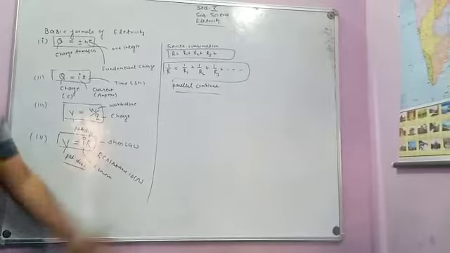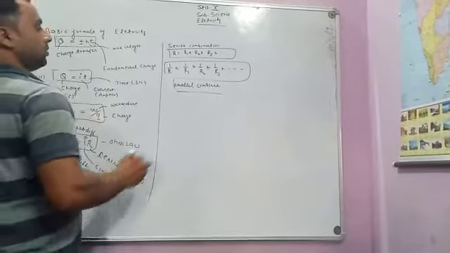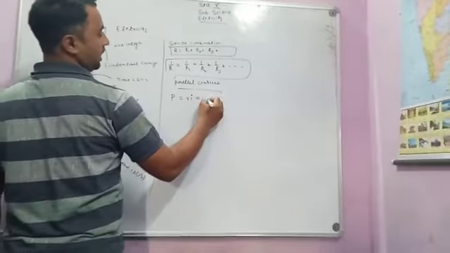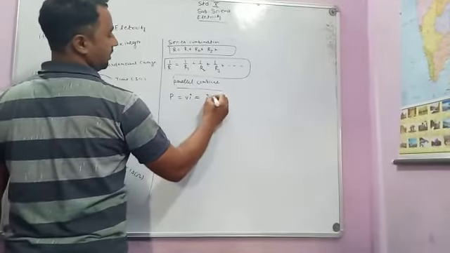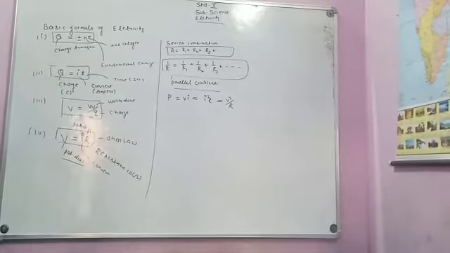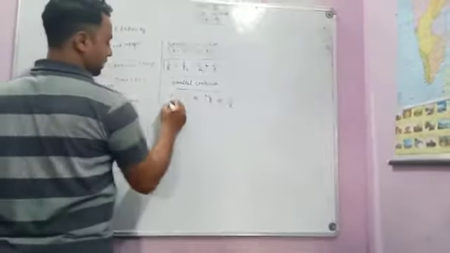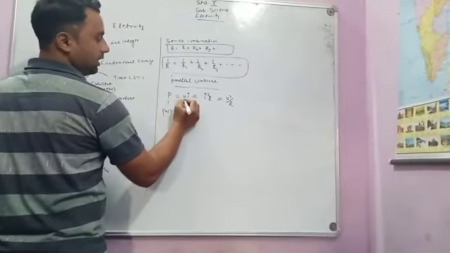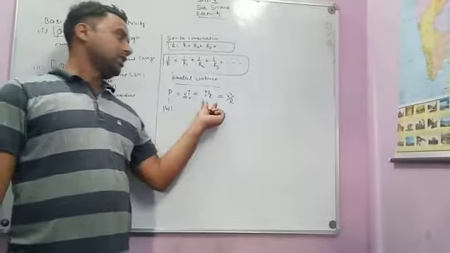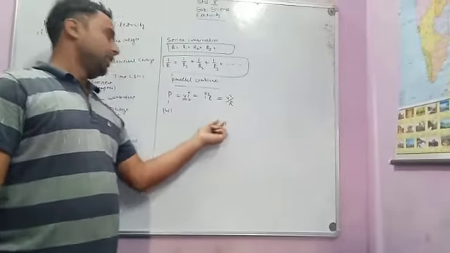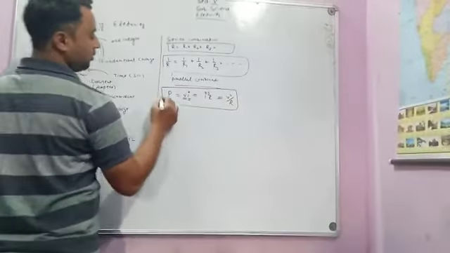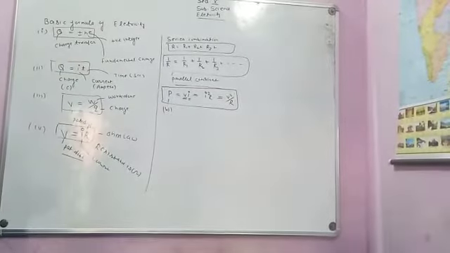After that, we discuss electrical power. What is the formula for power? Power is equal to voltage into current, I square R, and V square by R. This is the formula for power, and power is always measured in watt. These formulas are used when voltage and current are given, current and resistance are given, or voltage and resistance are given. These three formulas are always used for power.